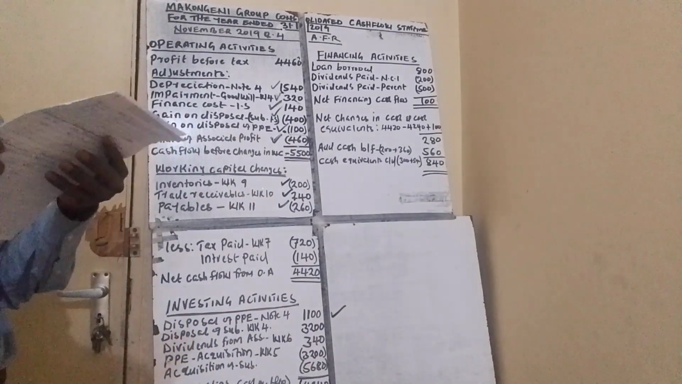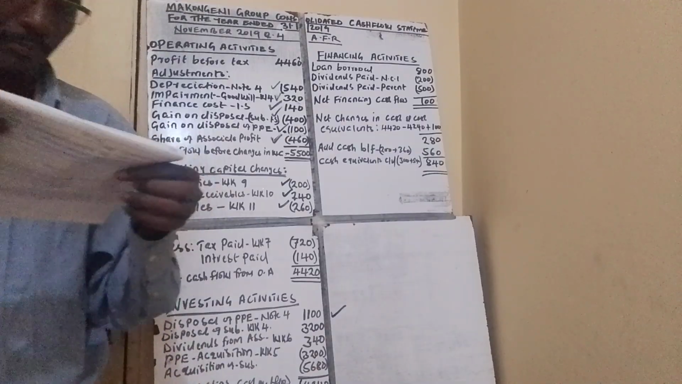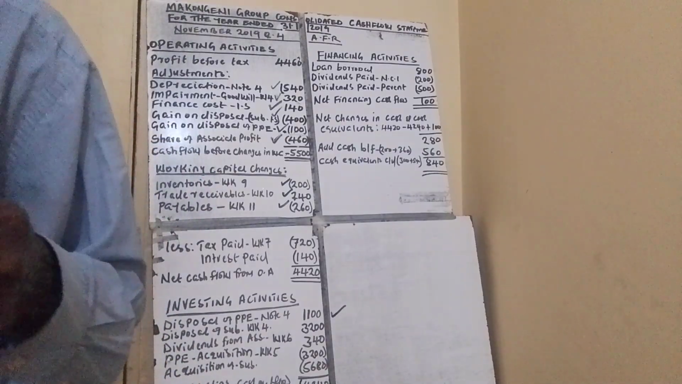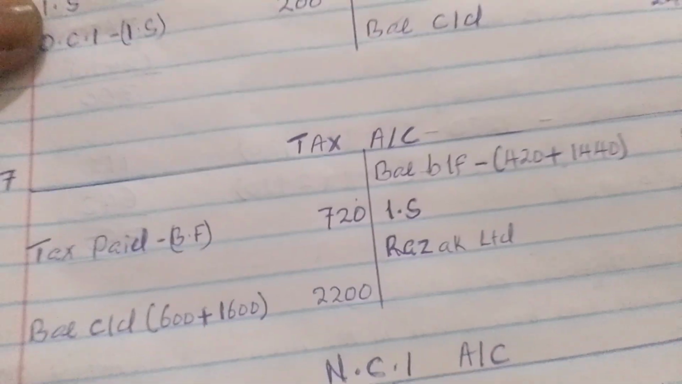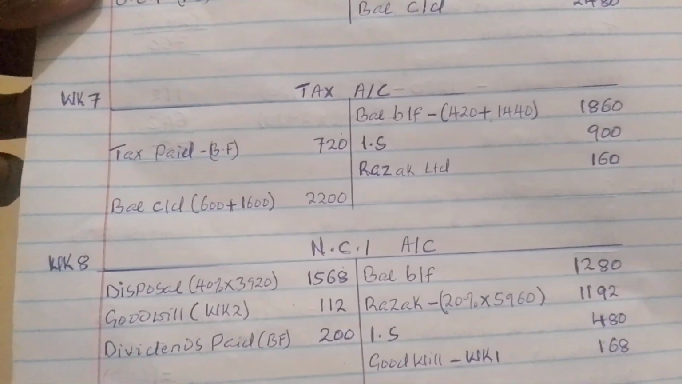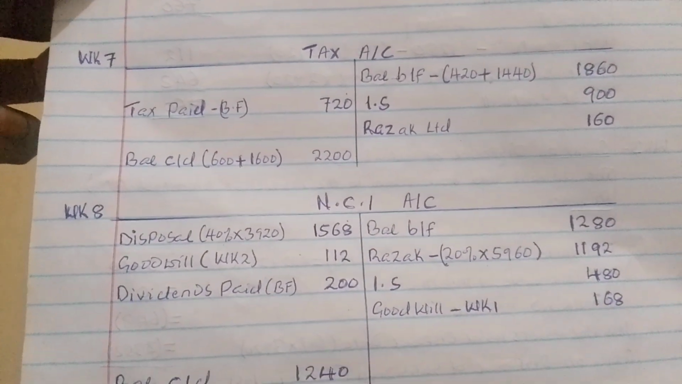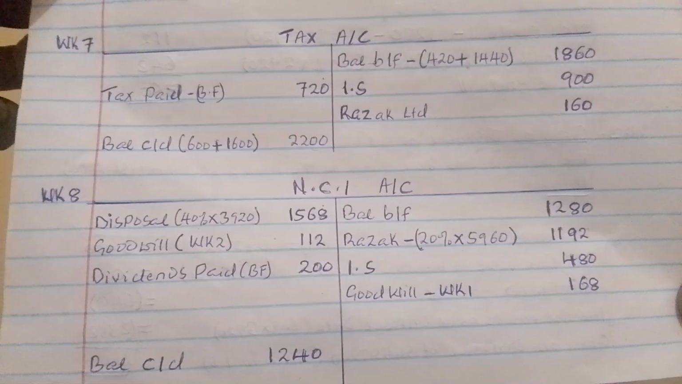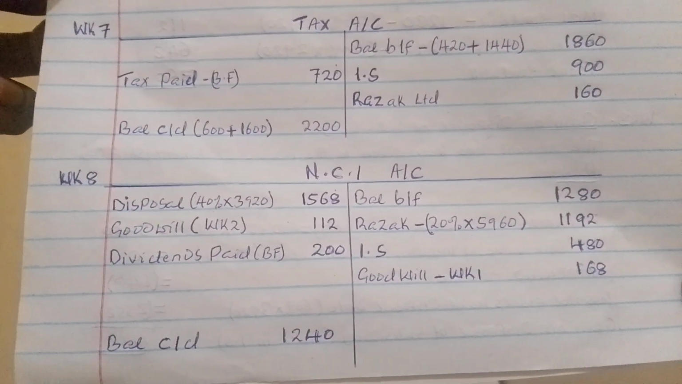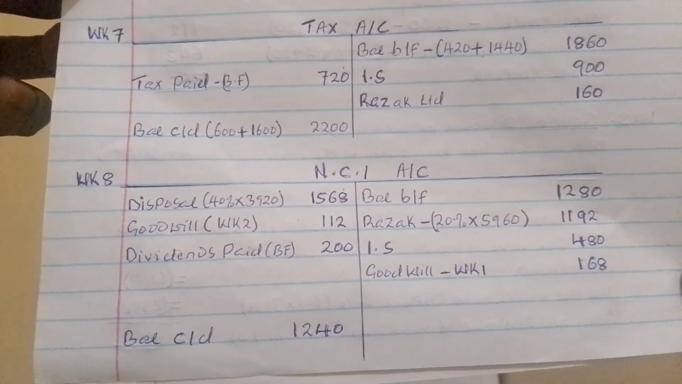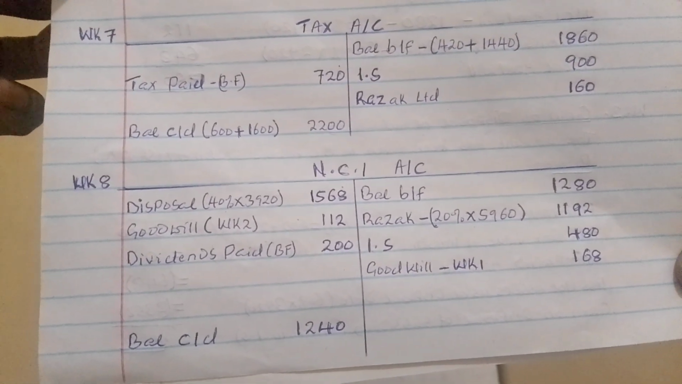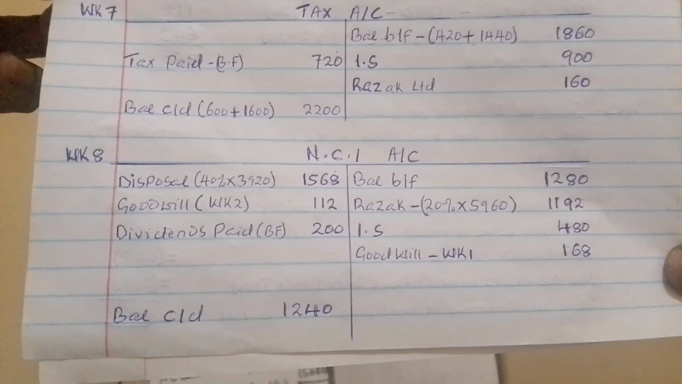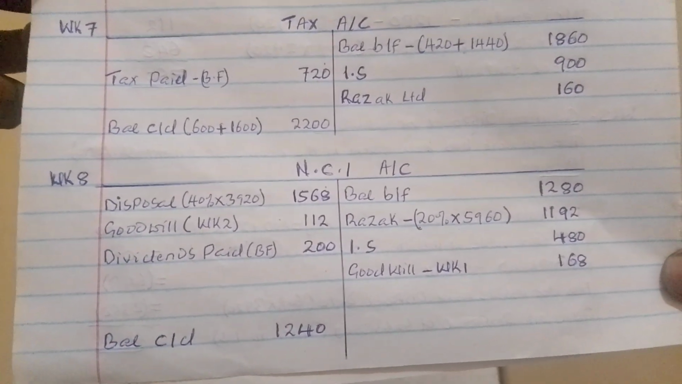And you go to working number 7, the tax which was paid. You want to know how much tax was paid. Now you'll be combining your tax paid with the liability figure. The balance pro forma, we have combined current tax and deferred tax. Opening balances for 2018, 1,440. The balance carried down, you'll be taking 600 plus 1,600.